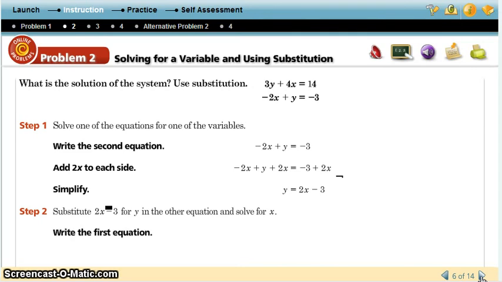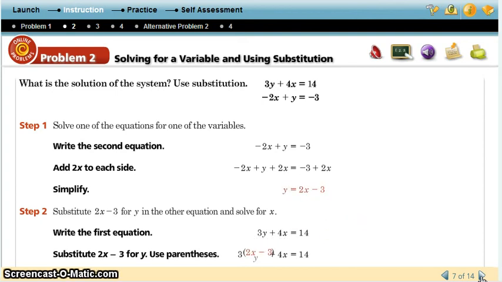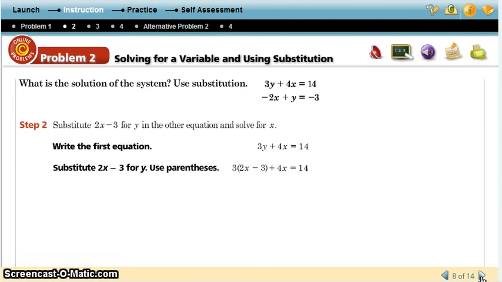Write the first equation. Substitute 2 times x minus 3 for y. Use parentheses. Now use the distributive property. Simplify.